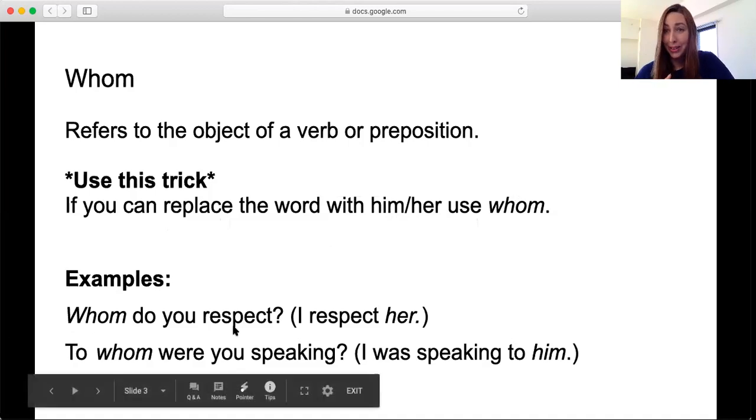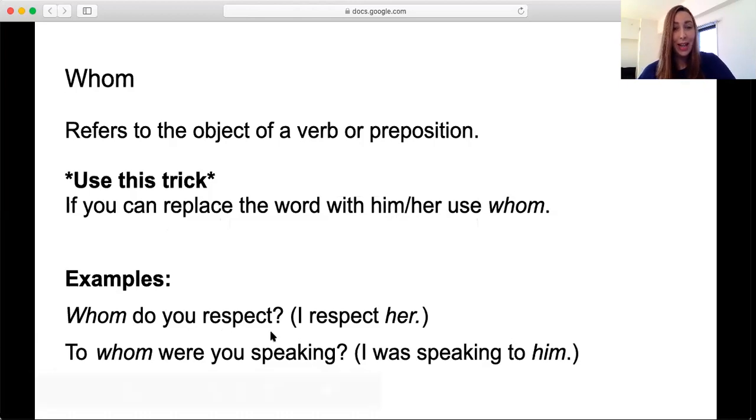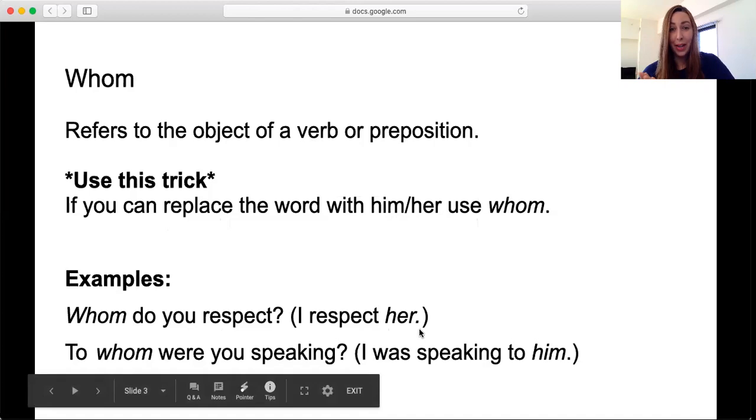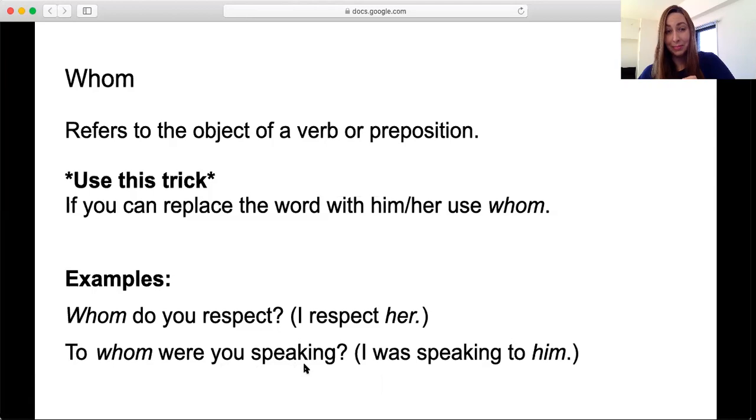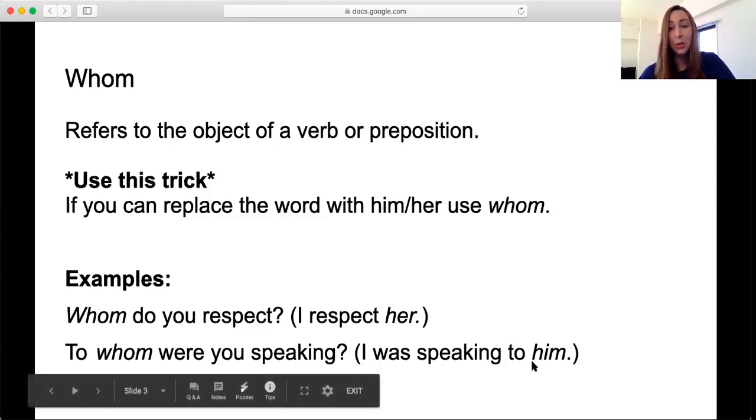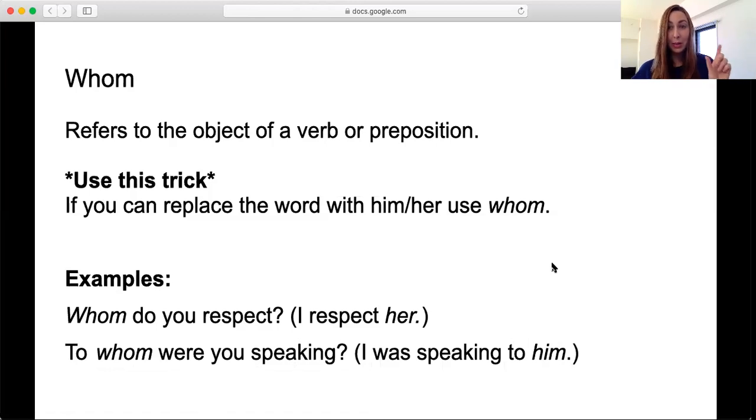Whom do you respect? I respect her. So we could use her. We wouldn't say I respect she, right? So we're going to use whom. To whom were you speaking? I was speaking to him. We could say him here, so we're going to use whom. So if you can replace it with he or she, use who. If you can replace it with him or her, use whom.